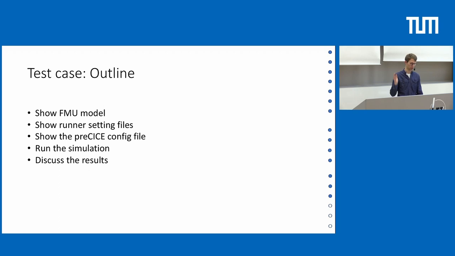Okay, so here's a quick outline of what I will show you in the next few minutes. First, we'll have a look into the FMU model itself, then into the settings files. I hope they're big enough. Then maybe, if I have enough time, into the preCICE config file. Finally, run the simulation, and then we'll look into the results.